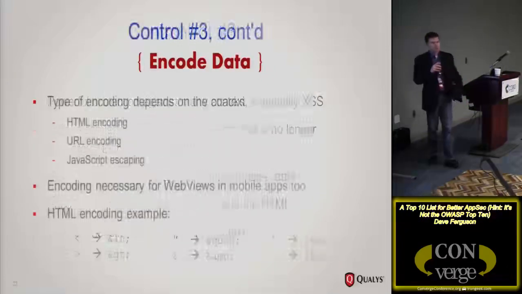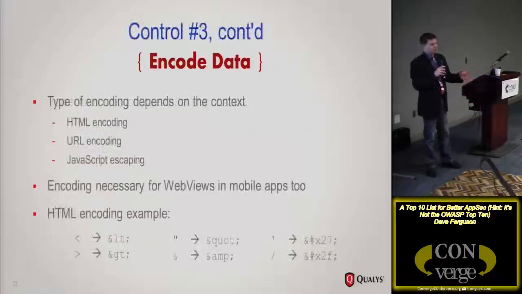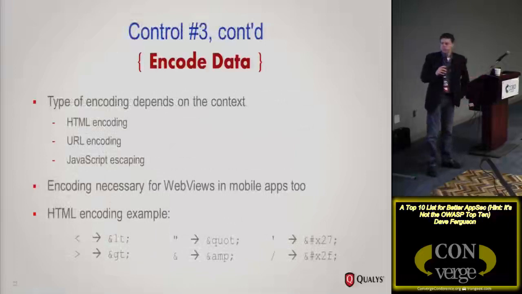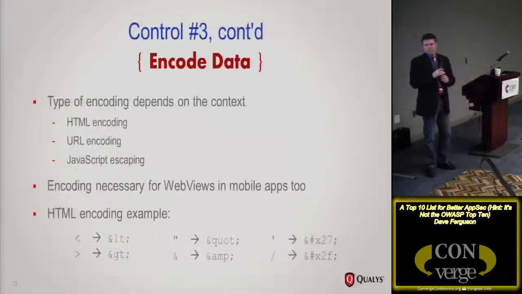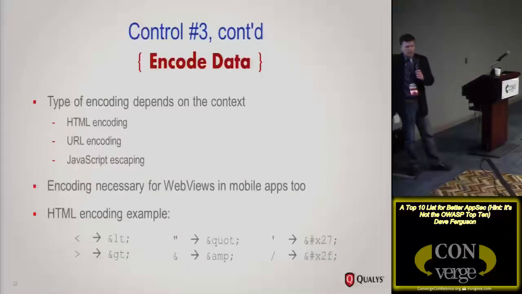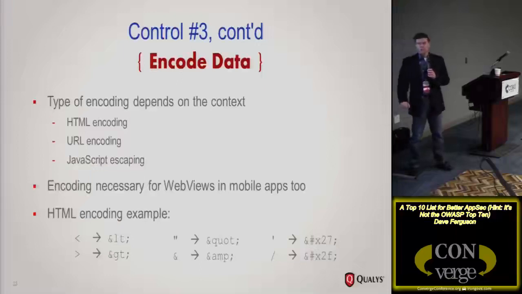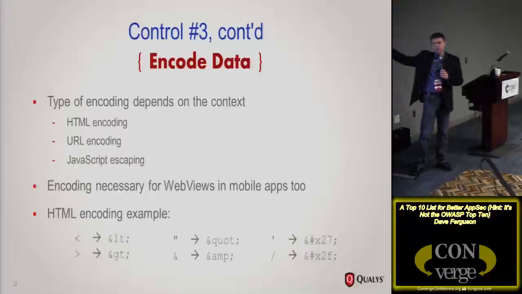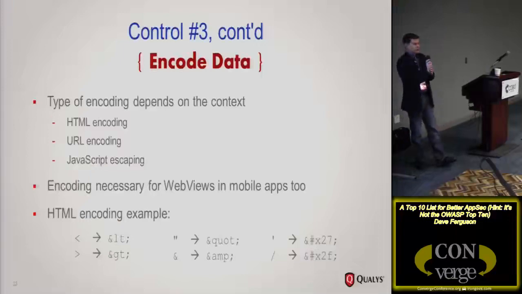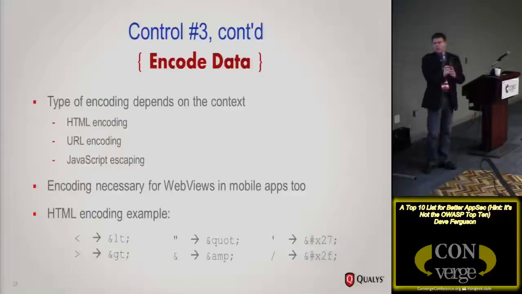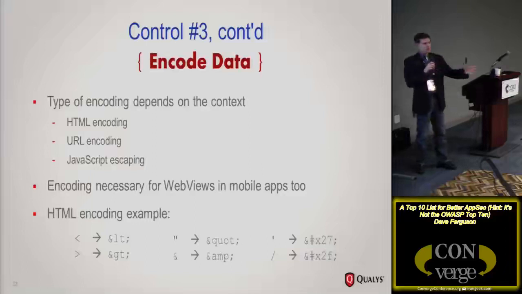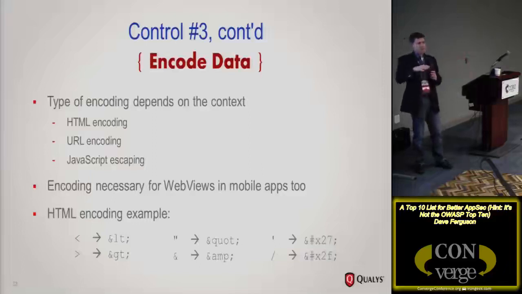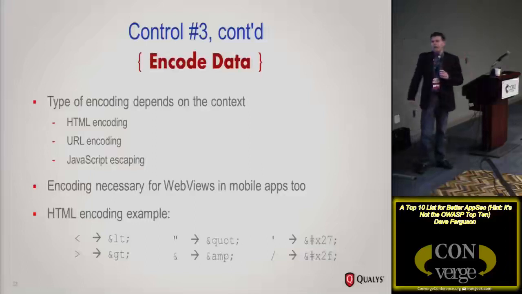Some examples, just in the browser world or the HTML world, would be regular HTML encoding. And so I put some examples of that down here. This is HTML encoding. That's different than URL encoding. If your data is going into a URL, you need to use URL encoding. It's also different than JavaScript escaping. JavaScript escaping is all different syntax.